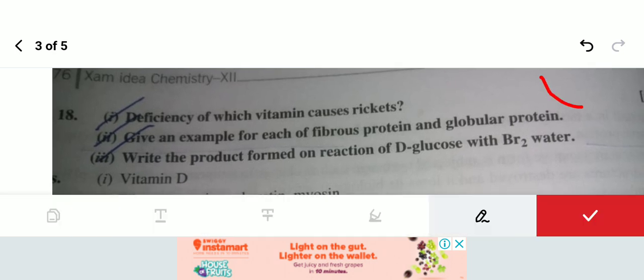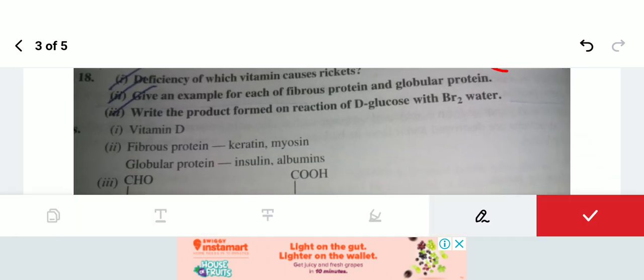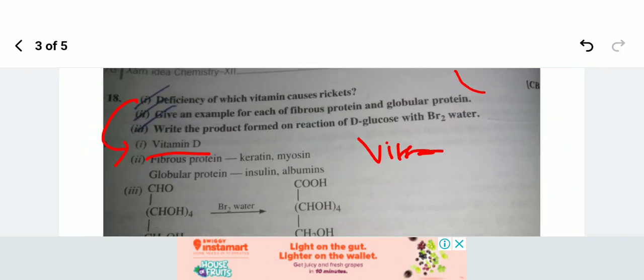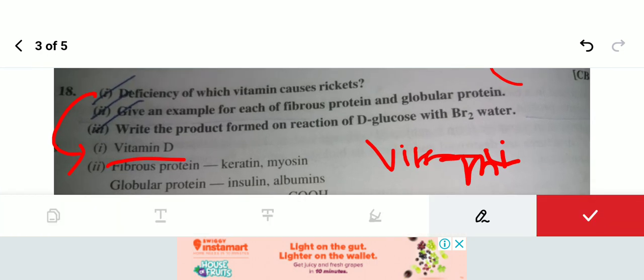Now, the deficiency which causes rickets. We have two things here. The deficiency which causes rickets is vitamin D. Vitamin K, what does it cause? It causes the coagulation of blood.